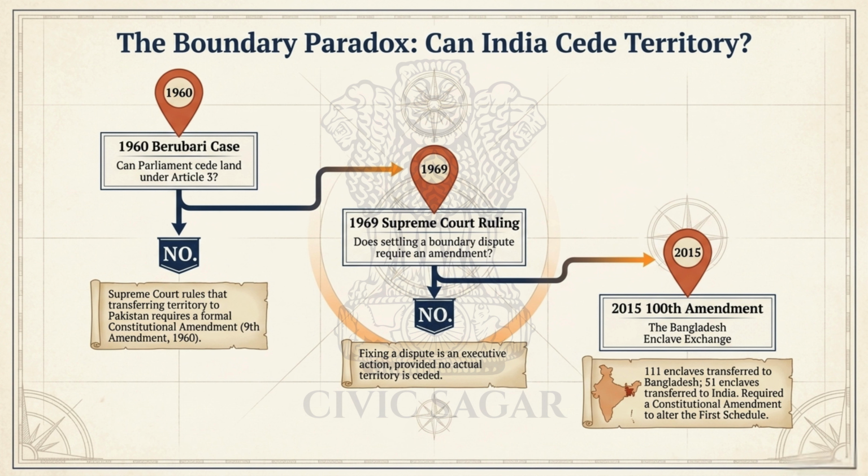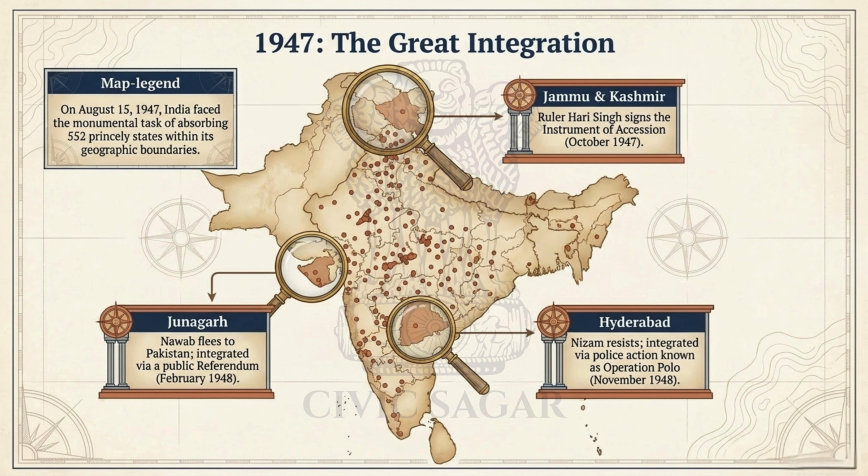As of August 15, 1947, India was faced with the monumental, historic task of absorbing 552 independent princely states within its sovereign geographic boundaries. This required a delicate balance of diplomacy and decisive action.